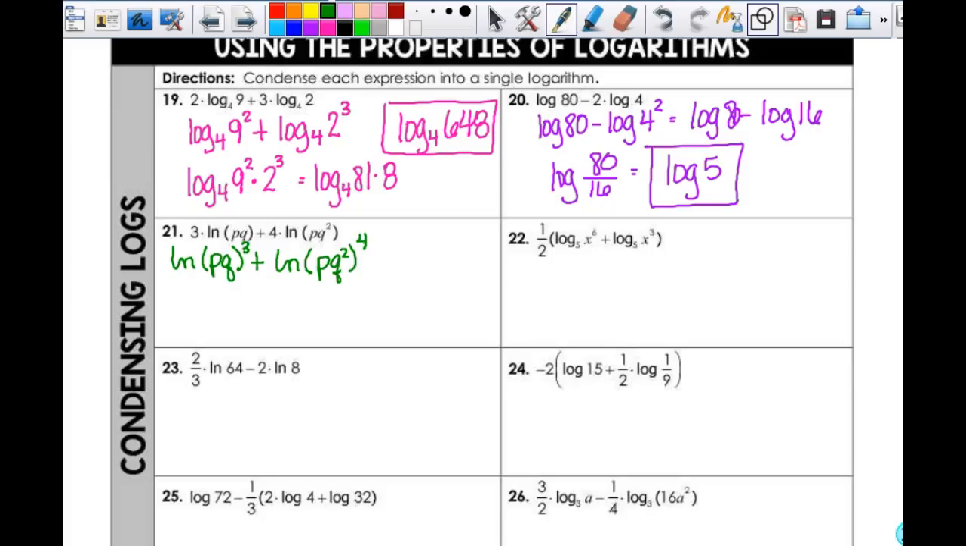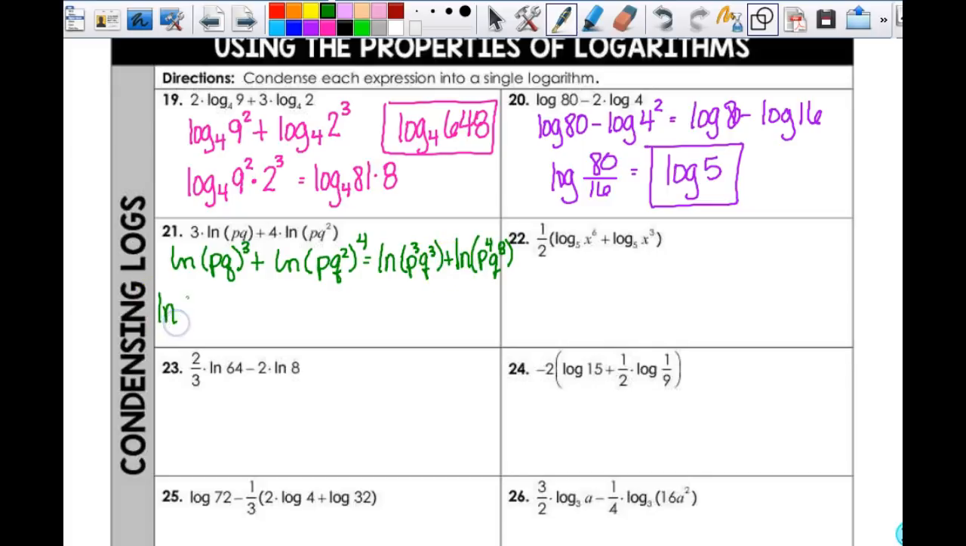exponents here. This 3 gets distributed to both of them. So this is going to be the natural log of p cubed q cubed plus the natural log of p to the 4th, and then a power to a power means you multiply, q to the 8th. So then when I condense them, I use my product property.